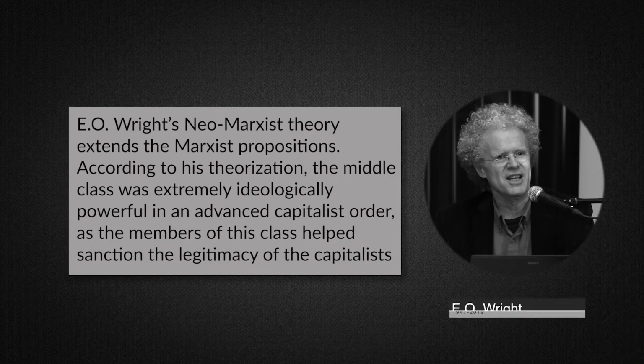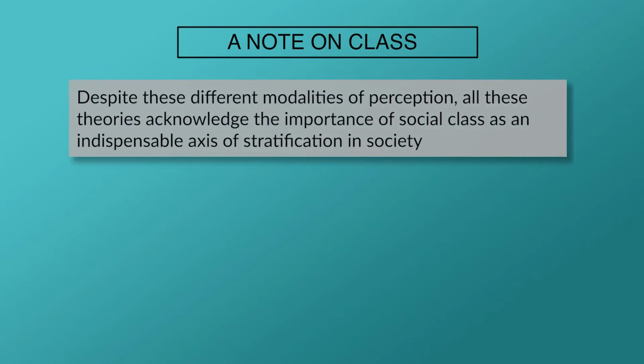Similarly, if you look at Erik Olin Wright's theory, he would say that the middle class is an extremely important group, an ideologically powerful group in the capitalist order, and they survive with legitimacy and sustenance by being part of this capitalist order. So, there are these different perspectives which show that social class is an indispensable axis of social stratification.